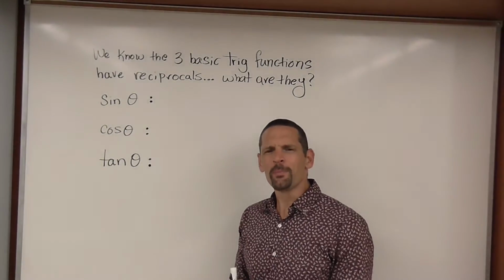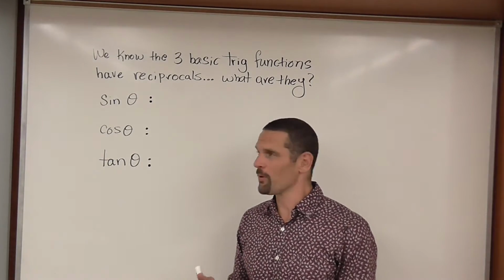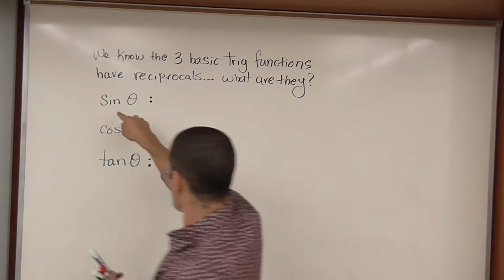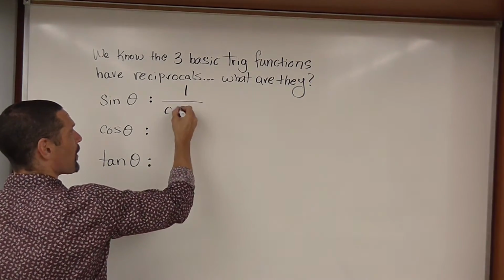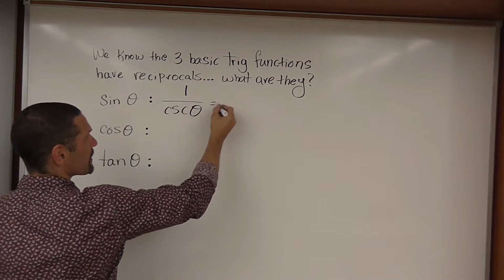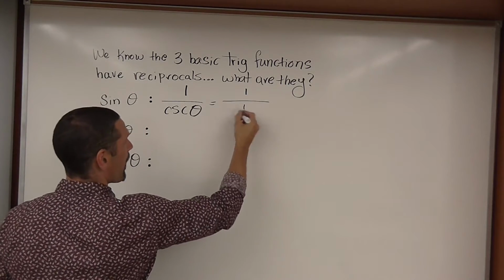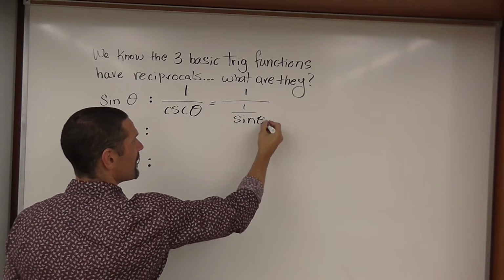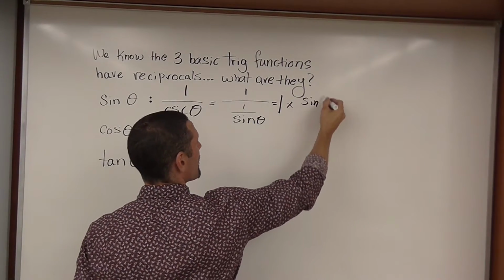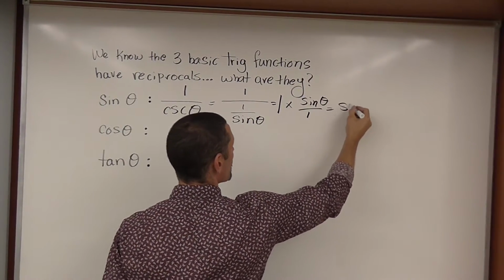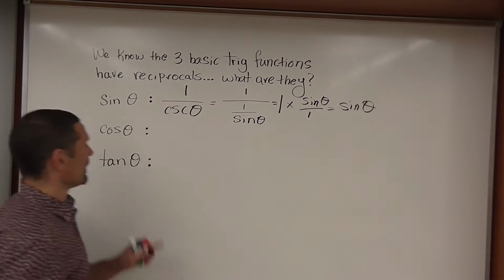We know that the three basic trig functions have reciprocals. What are they? Well, sine theta has a reciprocal 1 over cosecant theta, which of course is 1 over sine theta. Keep, change, flip means 1 times sine theta over 1 gives us what we started with.